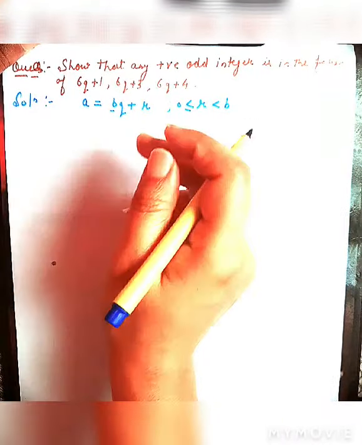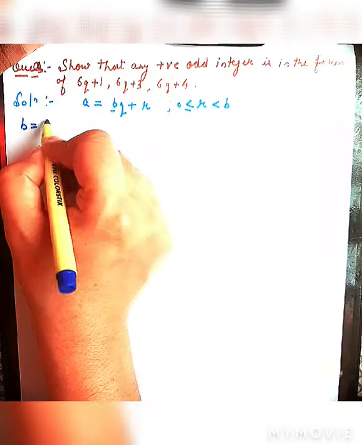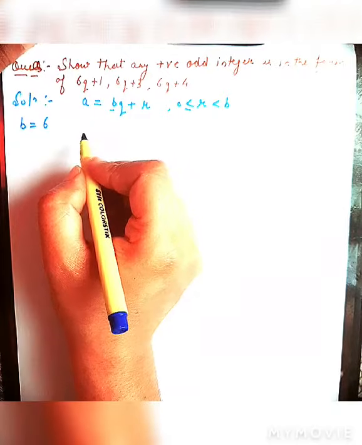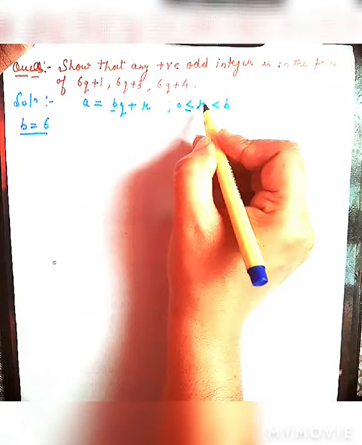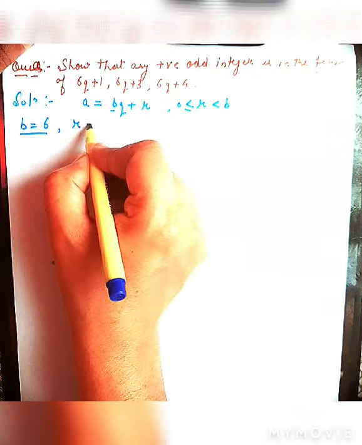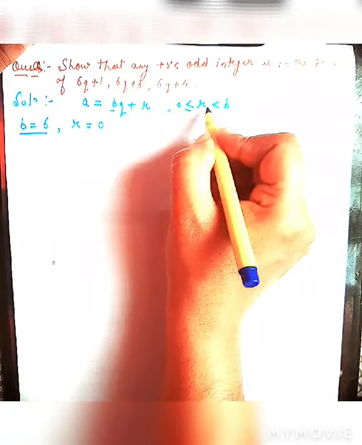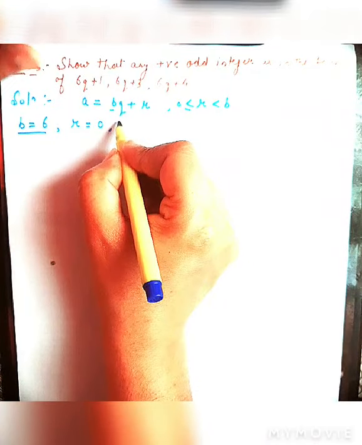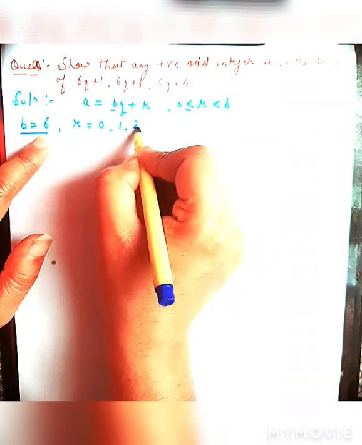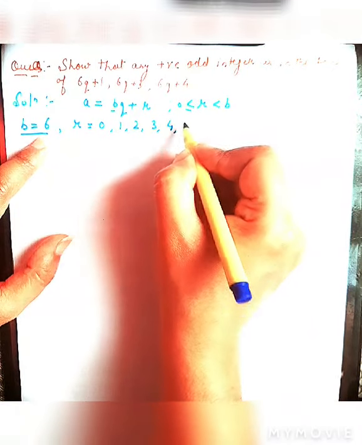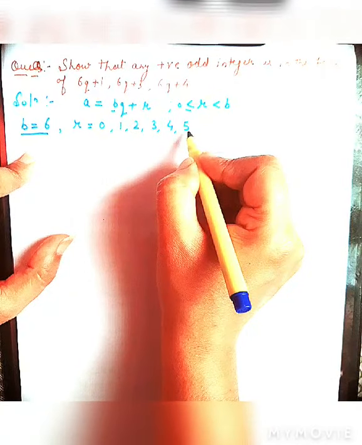Now we will fill b is equal to 6, right? So when b is equal to 6, what will be the value of r? r will be either equal to 0 or greater than 0 and less than b. So it will be 0, 1, 2, 3, 4, 5. So b is equal to 6, r will go up to 5.